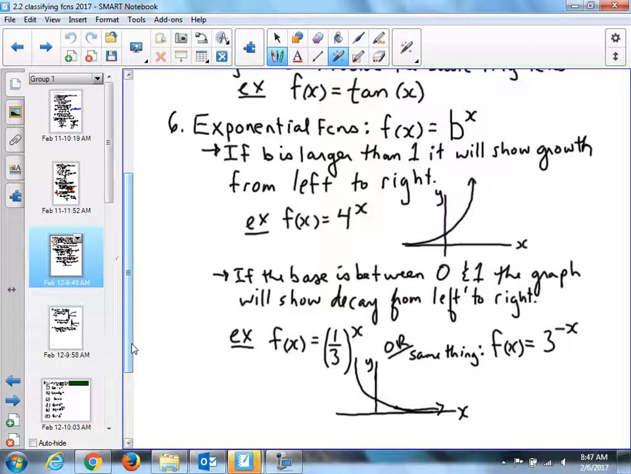Okay. If the base is between 0 and 1, so half, a third, a quarter, etc., 3/4, you're going to show decay, or it'll drop from left to right. So there's a 1/3 example there. That's the way a lot of them will look. But you might not have it given as a fraction. You might have it given like this, 3 to the negative x. Once you see that negative sign, you might think, okay, do the reciprocal, and that makes it positive. So often you'll see decay.